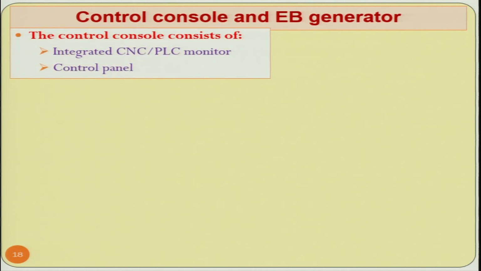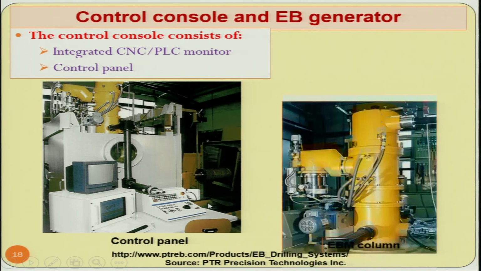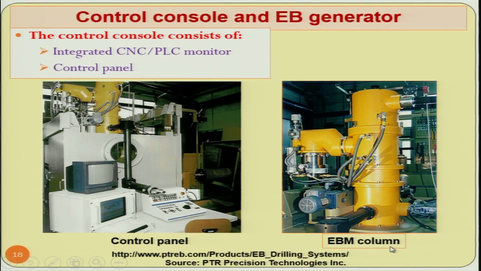Now, control console and electron beam generator. The control console consists of an integrated CNC PLC monitor and control panel. You can clearly see here the control panel, with different features shown. This is the electron beam machining column, and in this control panel you can see the computer, the display screen and the control panel. The electron beam machining column is here on the back side, and different features are shown over here.